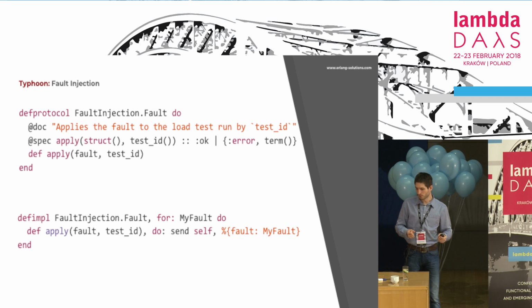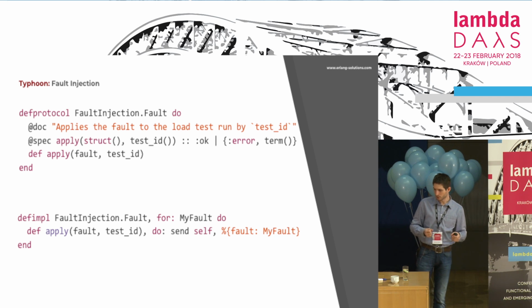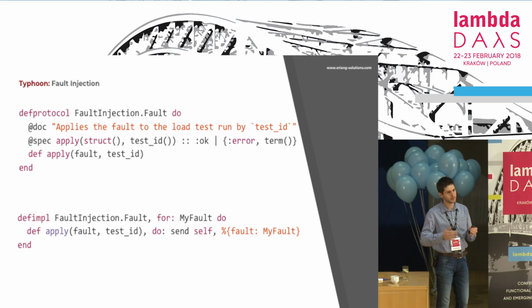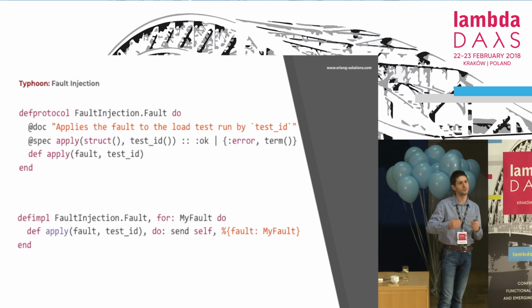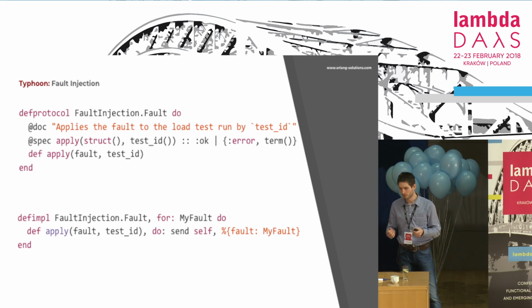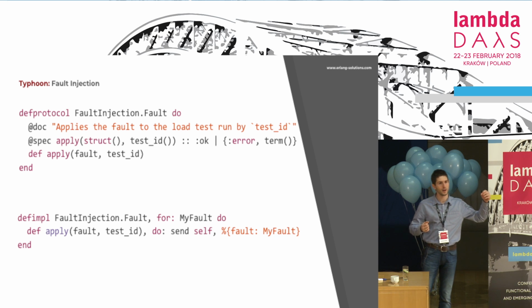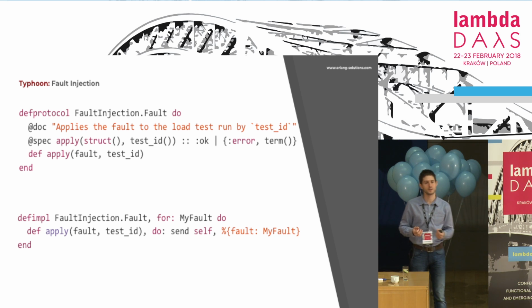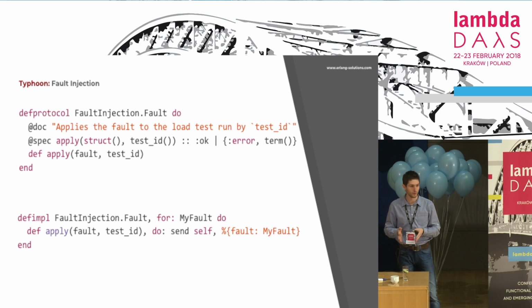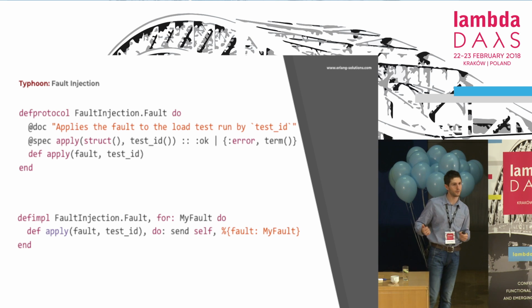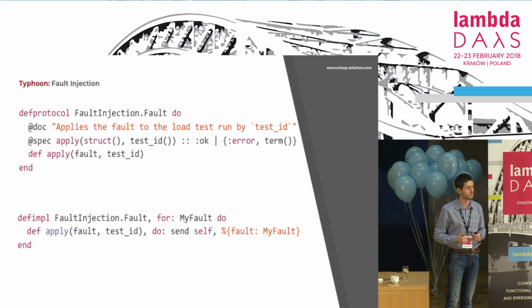And this is an example fault, and here we also use embedded schema and changeset to make it easy to validate parameters that come from the UI, so that it helps us to build default struct. And as I said, each fault needs to implement default protocol.